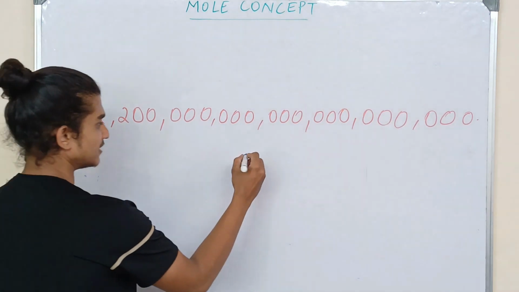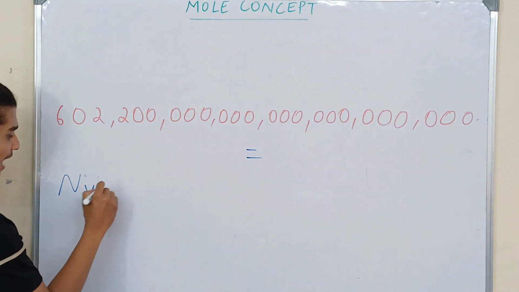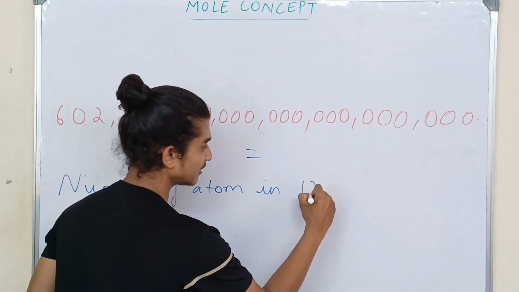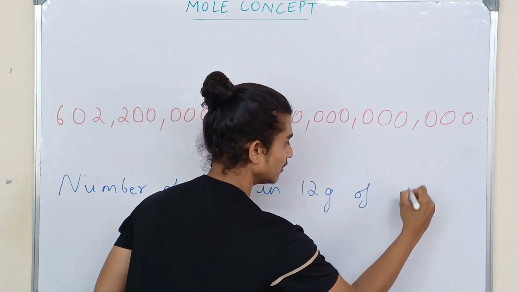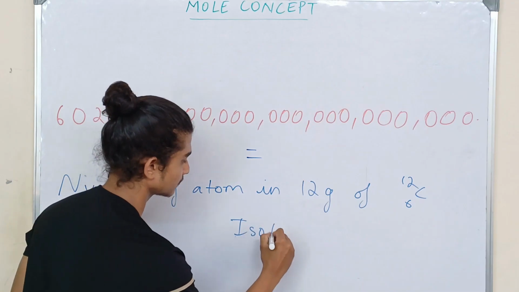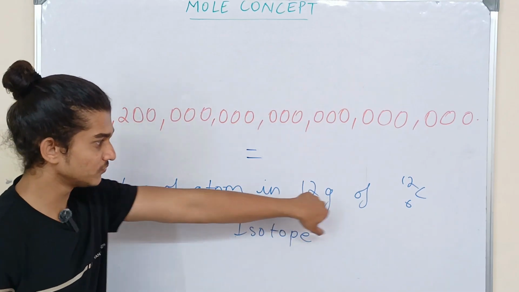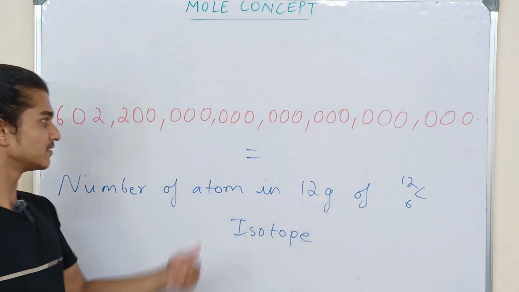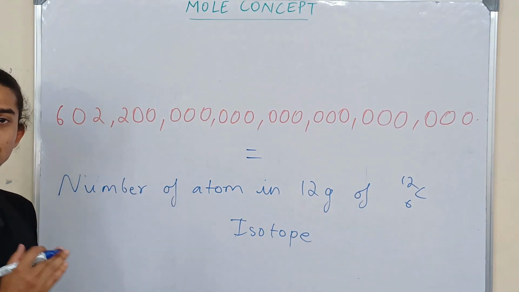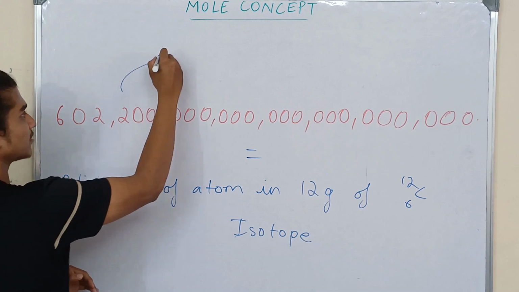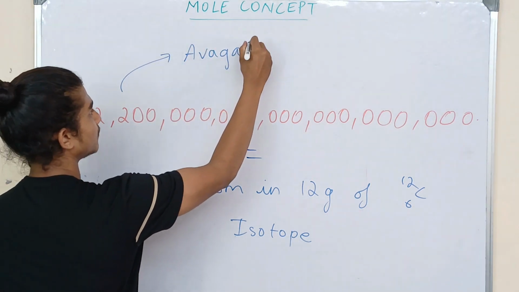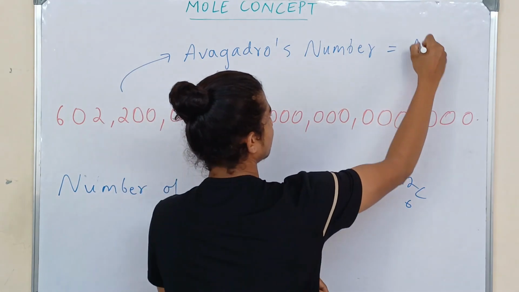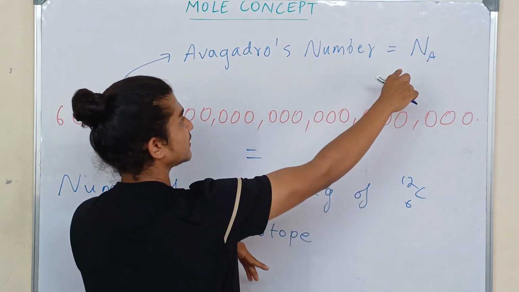Now let us see how this huge number came about. This number is exactly equal to the number of atoms in 12 grams of the carbon-12 isotope. If you take 12 grams of pure carbon-12 isotope, the number of atoms present in that particular sample is this many atoms. This number is also called Avogadro's number, and it is denoted by capital N with a subscript A. So it is denoted by N_A.